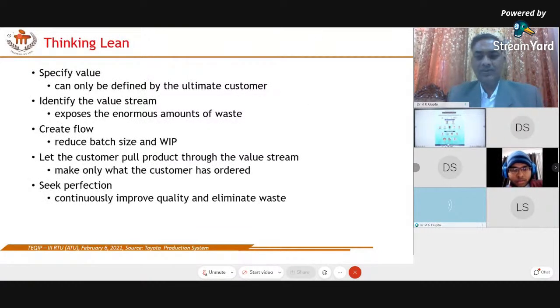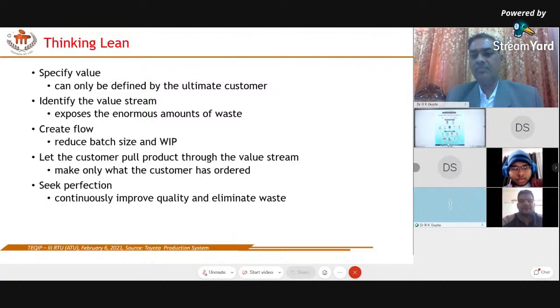Now, why are we thinking about lean? One is specific value. This specific value can only be defined by the ultimate customer. Whatever we are manufacturing, whether in small industries, medium industries, big industries, or by big entrepreneurs, what they manufacture is all on the basis of the customer's demand.